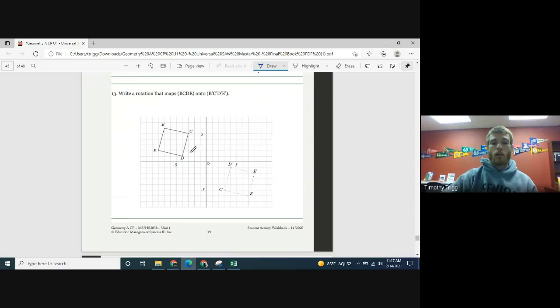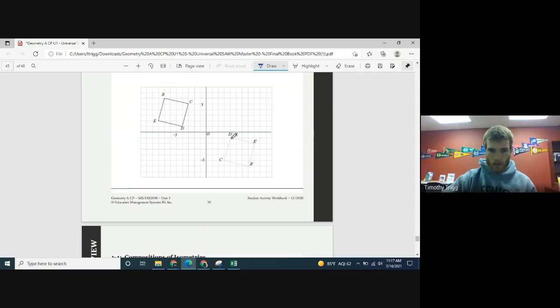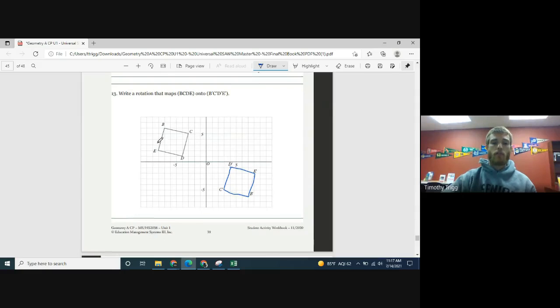Number 13, here they give us the preimage and the image. It's kind of hard to see, but the image is over here. You can see the dotted line. Just going to connect those so it's easier to see. So how do we go from this preimage to this image? So rotating this preimage 90 would end up here. Rotating it 180 ends up here. So if you're on the opposite side of the coordinate grid, you know that's a 180-degree rotation.